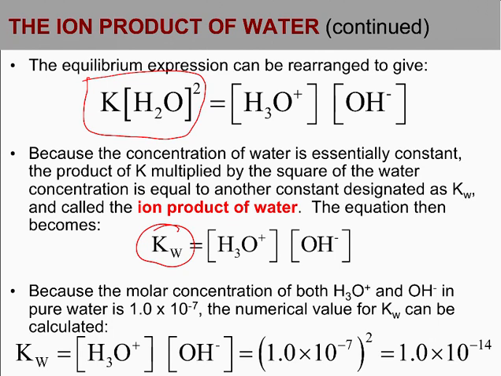Now we also knew that the concentrations for both the hydronium ions and the hydroxide ions was 1 times 10 to the negative 7th. So we plugged that in for both hydronium and hydroxide ions, and we got a value of 1 times 10 to the negative 14th. So we're going to use that value and this relationship between hydronium ions and hydroxide ions to determine the relative strengths of acids and bases.